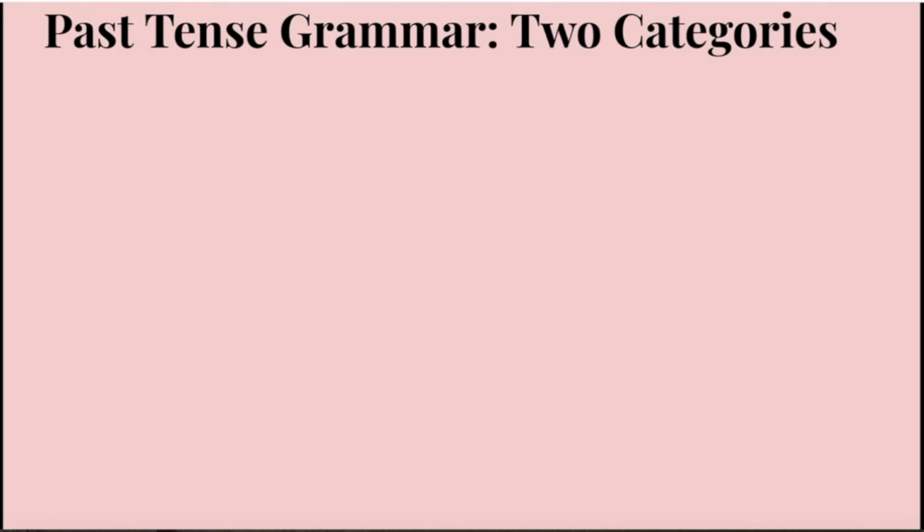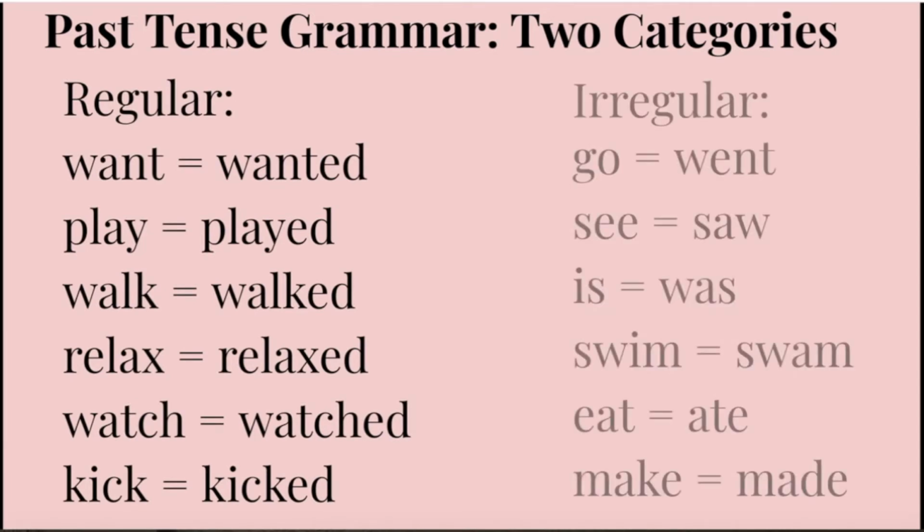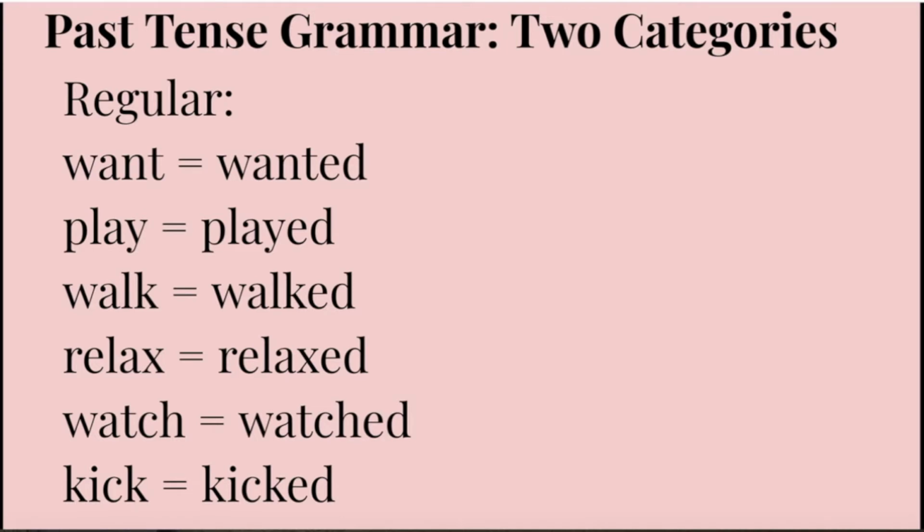Okay, so let's look at this past tense grammar. There are two categories: regular and irregular. Let's look a little more closely at the regular ones. Repeat after me. Want becomes wanted. Play becomes played. Walk becomes walked. Relax becomes relaxed. Watch becomes watched.